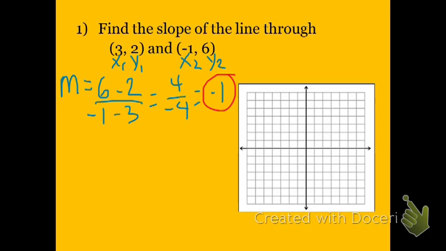So I'm going to plot my first point right here, (3, 2), and my second point, (-1, 6). Then I'm going to draw my line as straight as I can. And so what does slope mean? Well, slope tells you the direction of the line and how steep the line is. So a slope of -1, or the unsimplified version, 4 over -4, means that to go from one point to another point on the line, I have to travel or rise 4 units up and then run 4 units to the left, or -4 units.